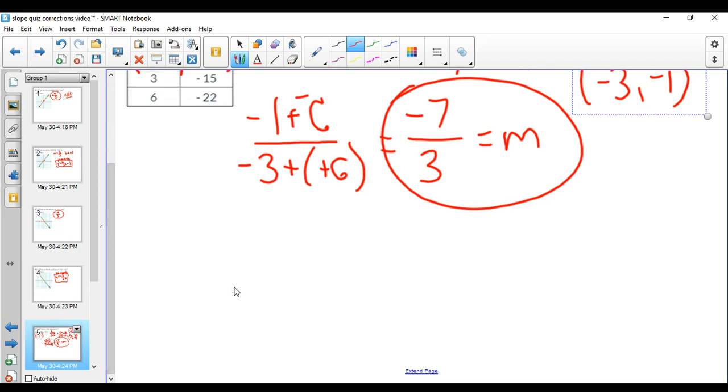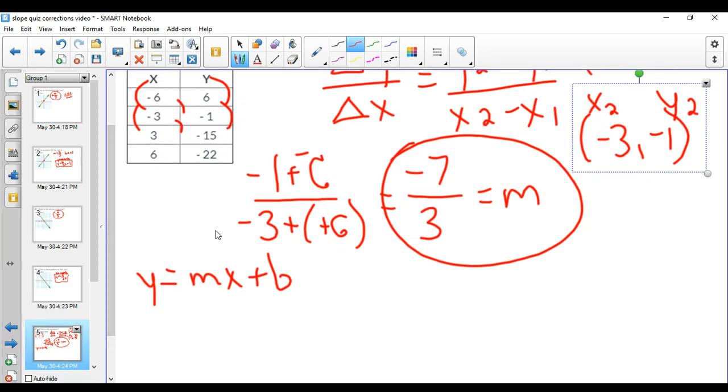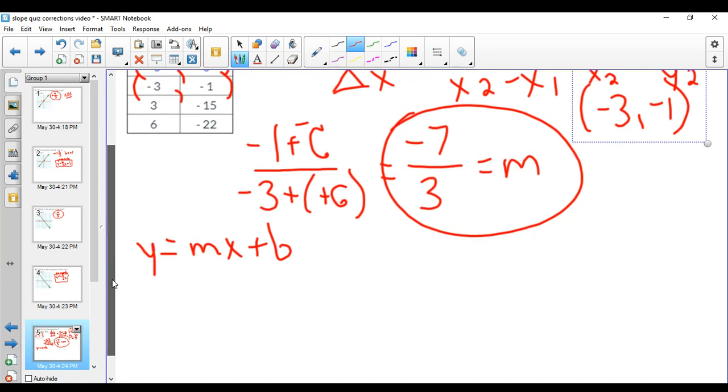Okay, we're going to use the format y equals mx plus b. So b is the variable that I need to solve for. Well, I already know the slope. I know m. I can choose any one of the ordered pairs from this table here to plug in for my x and my y value. I'm just going to use the first one just because those numbers are the smallest.